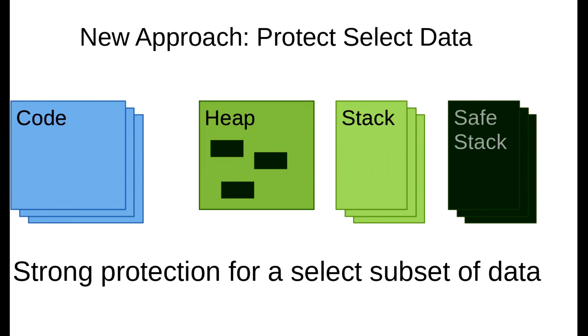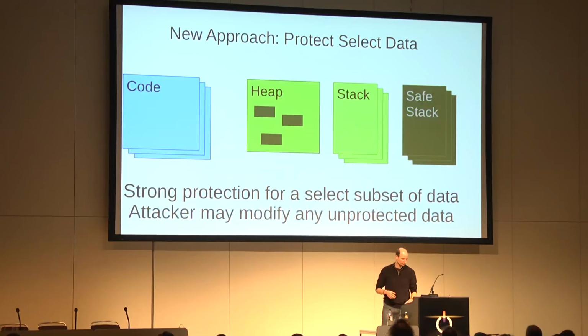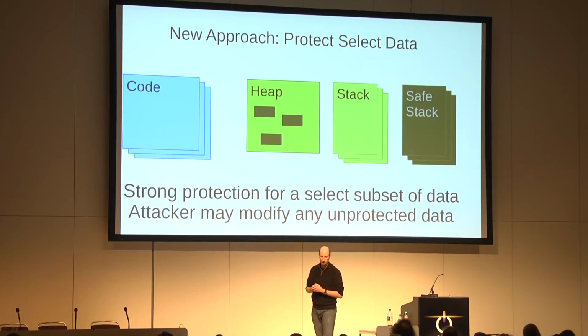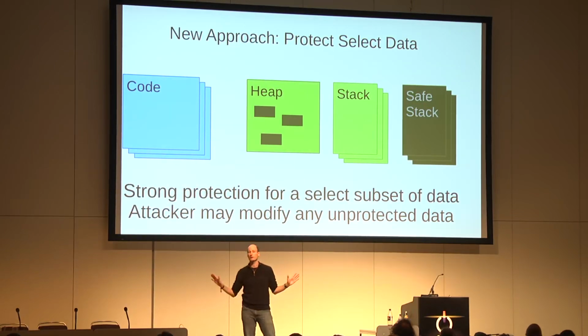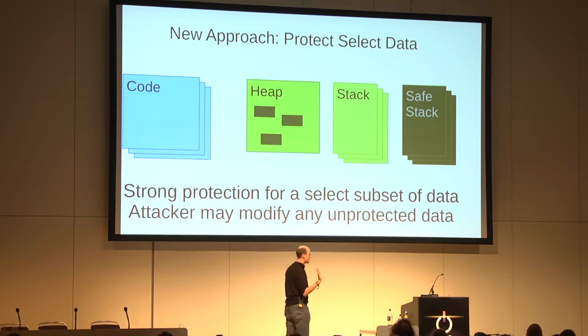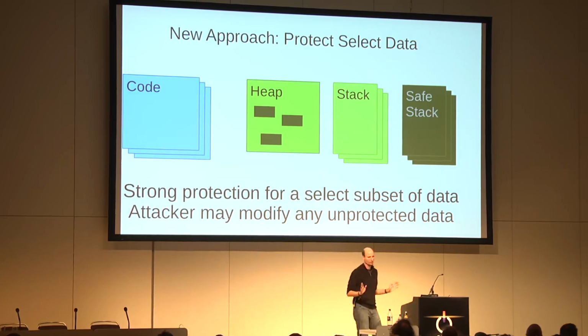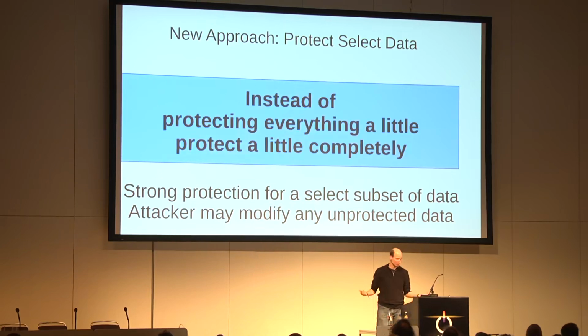So instead of just enforcing a probabilistic defense for all the data, or a strong defense mechanism for all the data with high overhead, we offer strong protection for a select subset of data. And in addition to that, we have a very different attacker model to other defense mechanisms. We assume that the attacker may modify any unprotected data that is out there. And the attacker can freely write to any of the data that we don't really care about. So instead of protecting everything a little, we protect a small set of data completely.